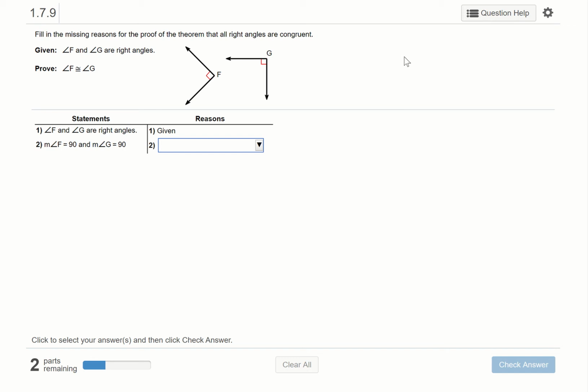So for the first question, we're looking at 2 angles in the diagram, and they said that angle F and angle G are right angles, and we want to prove that they're congruent to each other. So this might seem obvious. They're both right angles, so we would say, okay, they're congruent, they're the same. But sometimes you have to prove your reasoning in between. So let's look at the steps.